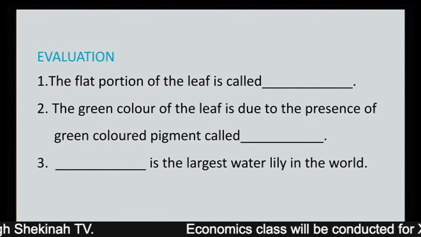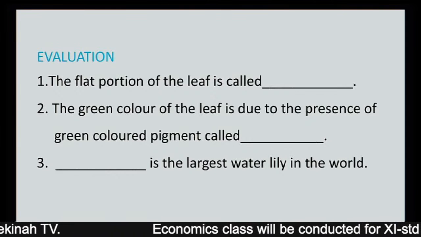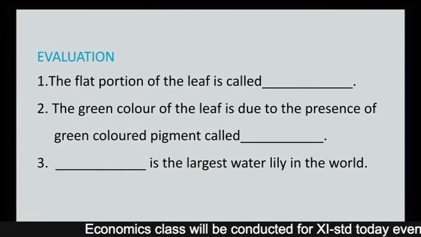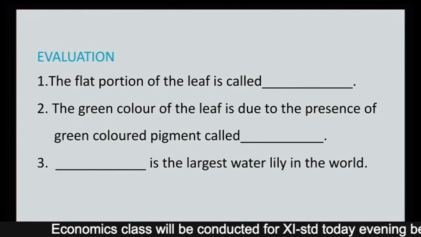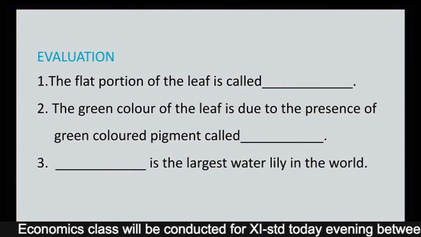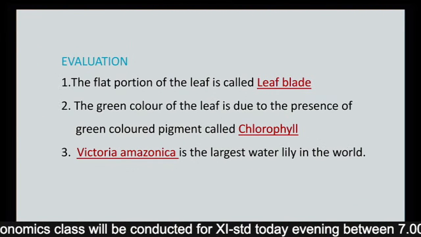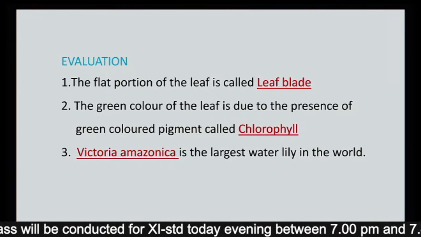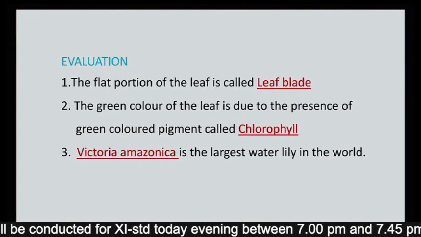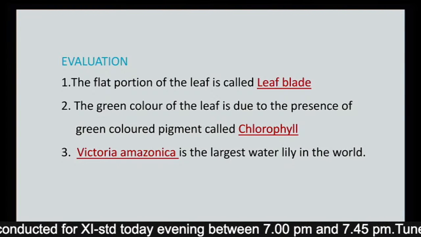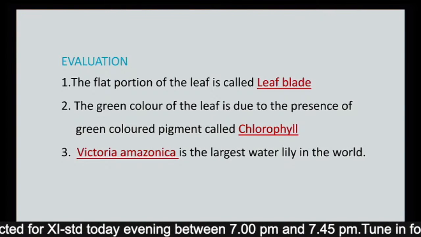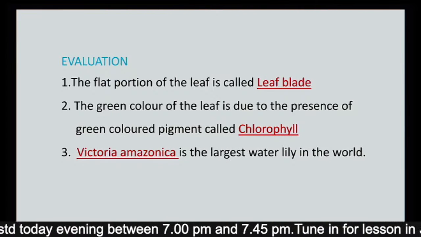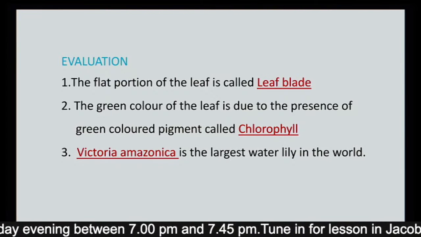Evaluation part. The flat portion of the leaf is called dash. Second, the green color of the leaf is due to the presence of a green colored pigment called dash. And last, dash is the largest water lily in the world. Now the answers for you. The flat portion of the leaf is called the leaf blade. The green color is due to the pigment called chlorophyll. Victoria Amazonica is the largest water lily in the world.